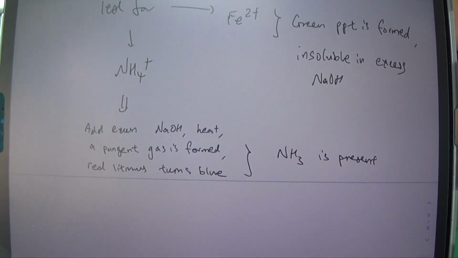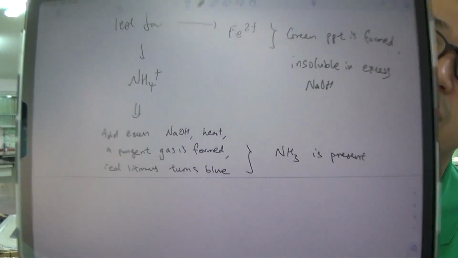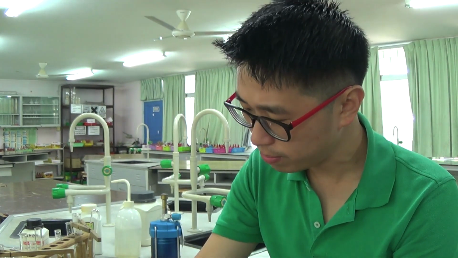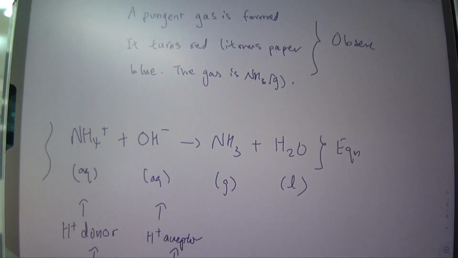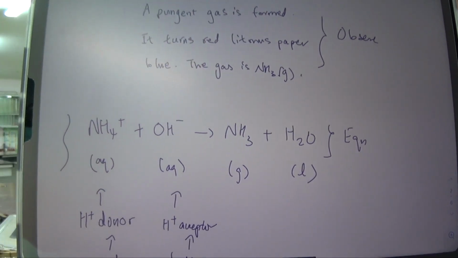Okay, so that means the previous solution contains ammonium ions. Ammonium ion is NH4+. Going back to the ionic equation, which is the underlying chemistry behind the displacement of ammonia from ammonium ion using any hydroxide. Could be lime water, which is calcium hydroxide, could be sodium hydroxide, could be any hydroxide.